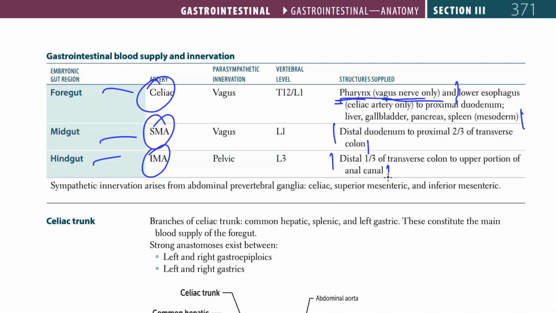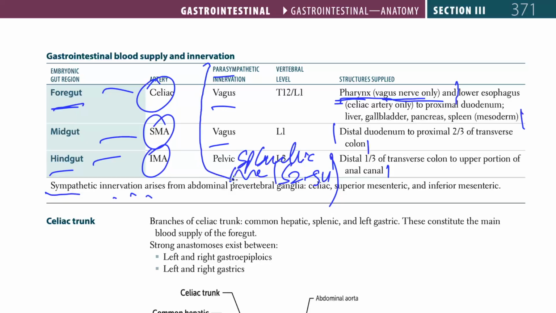And here the parasympathetic for foregut is vagus, midgut vagus, hindgut is pelvic splanchnic nerves, splanchnic nerves from S2 to S4. That's pretty much what we have here. So it says sympathetic innervation, because we talked about parasympathetic here only. Sympathetic innervation arises from abdominal paravertebral ganglia: the celiac, the superior mesenteric, and the inferior mesenteric. Okay, sympathetic comes from the paravertebral ganglia.